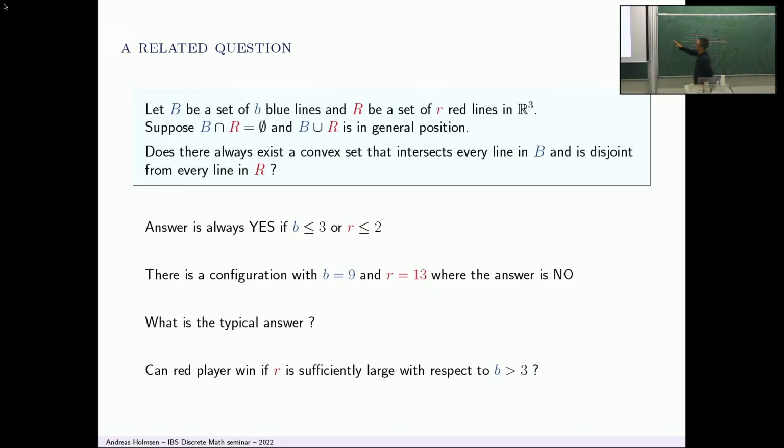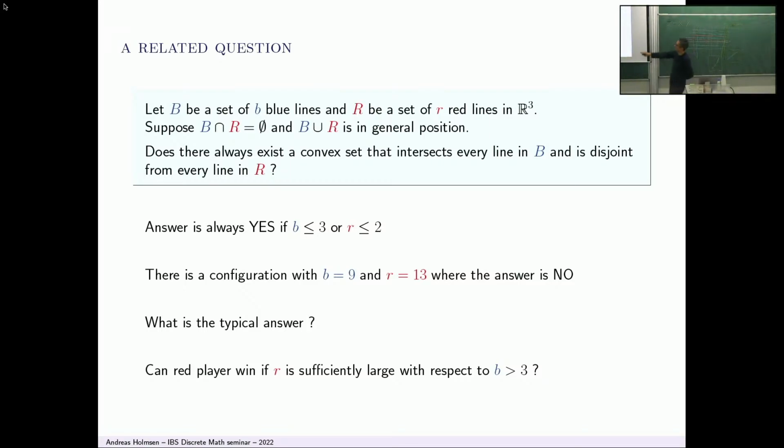It also illustrates the difference between point transversals and line transversals. Imagine this game where you're playing with point transversals instead. Blue player takes a bunch of blue points, and now red player is supposed to use his red points to intersect every convex set that contains the blue points. The game is trivial. You just put a red point in the convex hull of the blue points. You're done, right? But as soon as it's lines in R3, it's not clear what is going on here. So we do wonder about this.